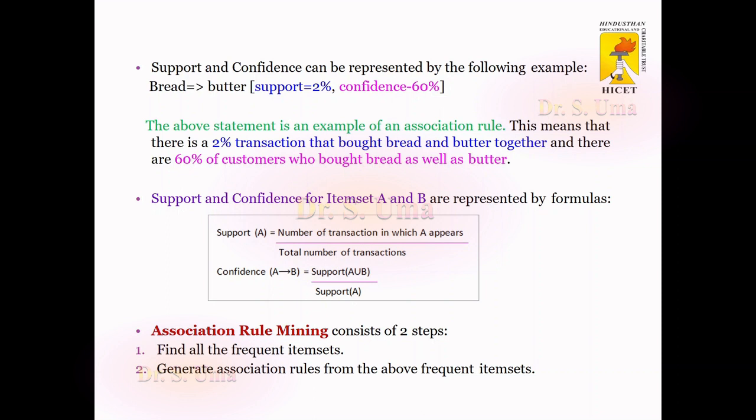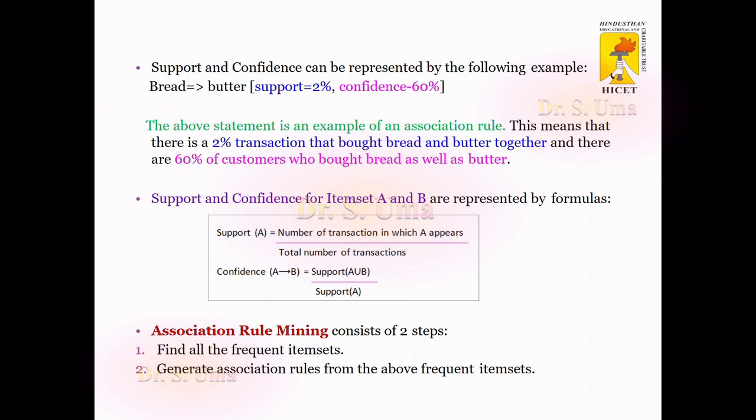Now let us see what is meant by support and confidence. Support is defined as the number of transactions in which A appears divided by the total number of transactions. Confidence of A given B is given as support of A union B divided by support of A. There are certain support levels as well as confidence levels that are set as threshold values for any application.